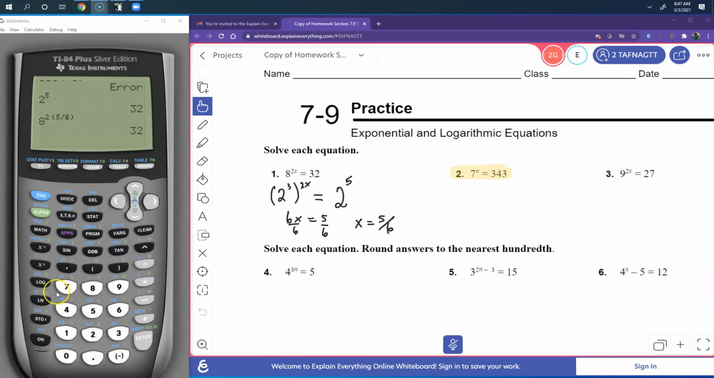So we know that 7 is going to be our common base, because this is 7 to the n power. If you want to figure out, 7 squared is 49. 7 to the third power is 343, and that's what we have. So we have 7 to the third power. And you notice that we have the same base, so we can just say the exponents are equal. And we know that 7 to the third power is 343. So that's correct.